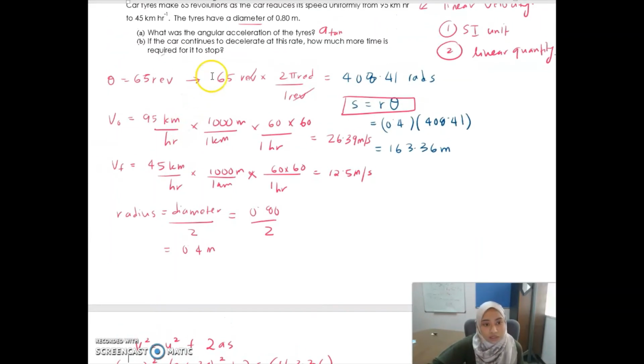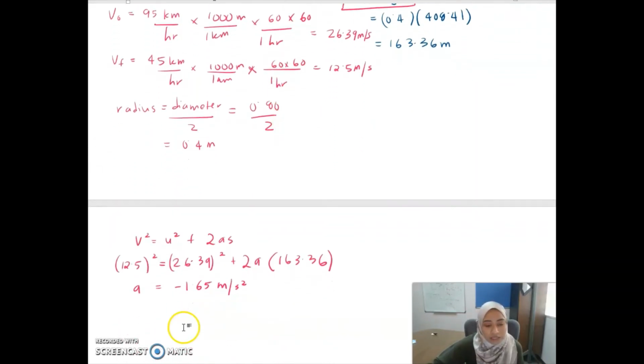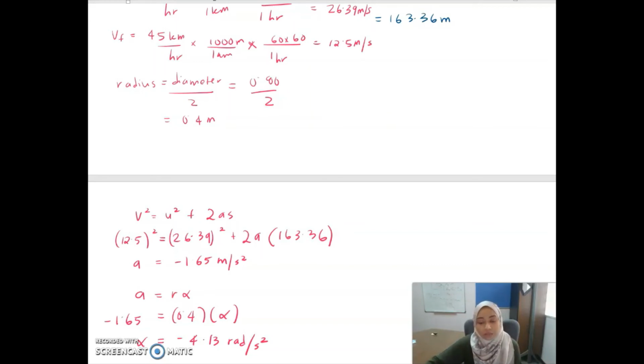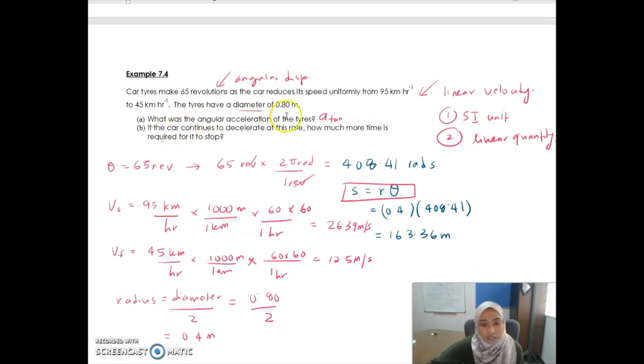It's asking what the angular acceleration is. So I have the linear acceleration and I can just convert that, where A equals R alpha. My radius is 0.4, alpha, and A is minus 1.65. So alpha is minus 4.13 radians per second squared. Okay, so what I did was convert everything to SI units, convert everything to linear form, solve the quantity, and only then convert it to angular acceleration.